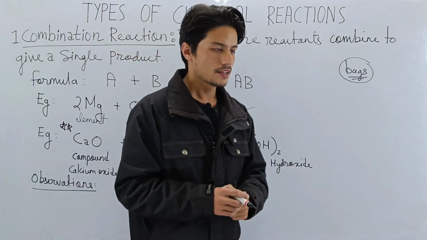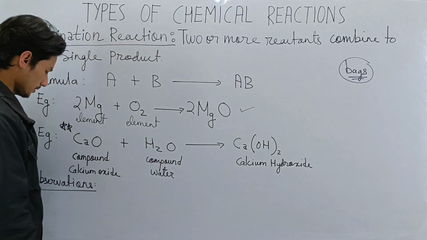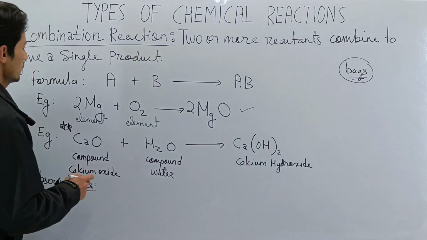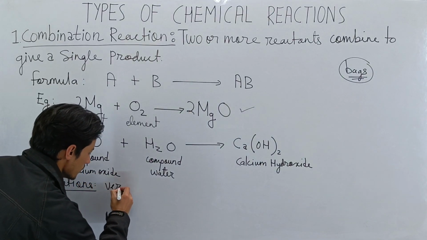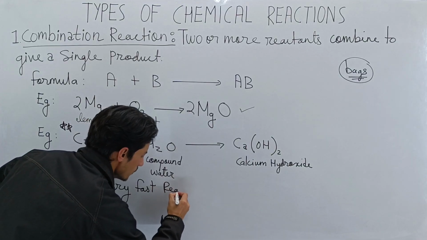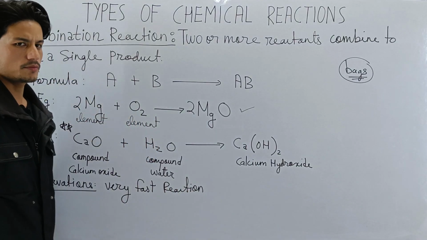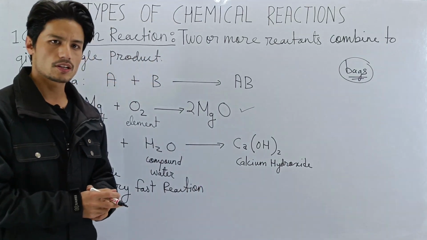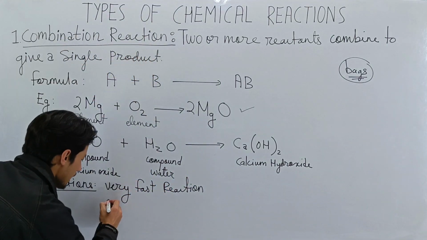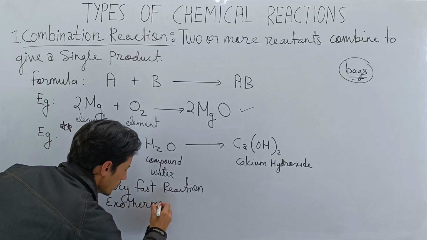Now, when this chemical reaction takes place, the number one observation is that it is a very fast reaction. What do you mean by a very fast reaction? That means the reaction will happen quickly. Next, this chemical reaction is exothermic.